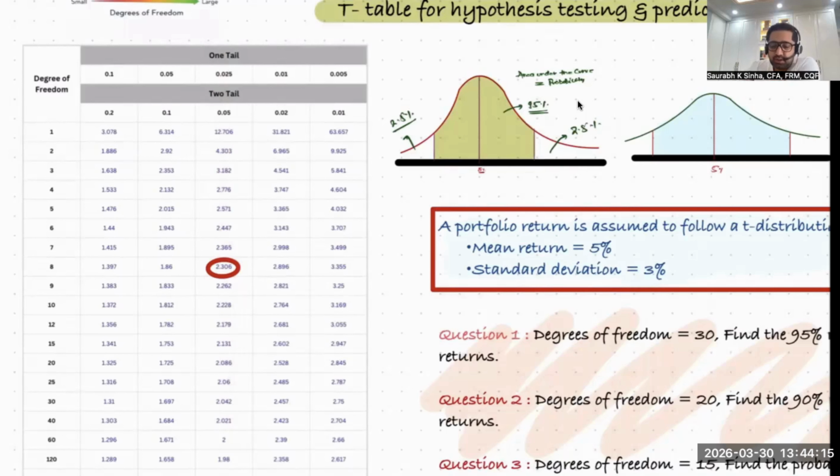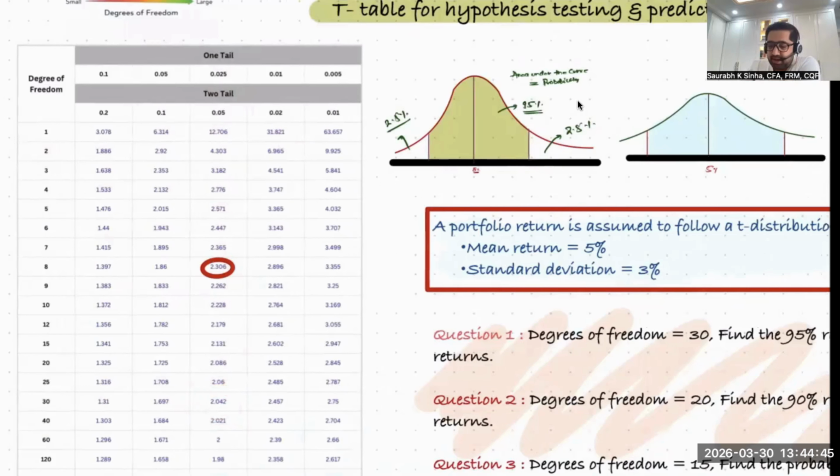But which row to study? It depends upon what? The degree of freedom. What is the degree of freedom? 30. So for 30, this is the row you have to study. So this column and this row. So you have to actually look for 2.042 as T statistics. What is T statistics? How many standard deviations you're away from the mean?